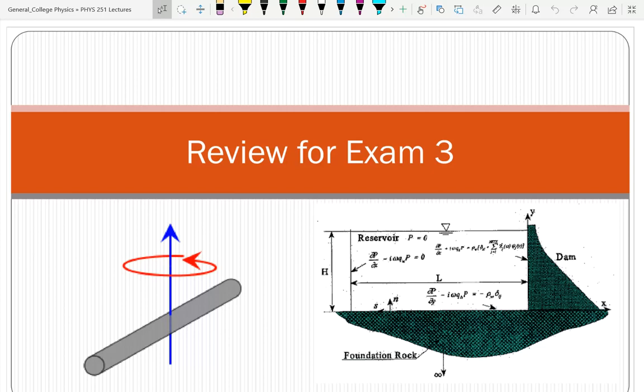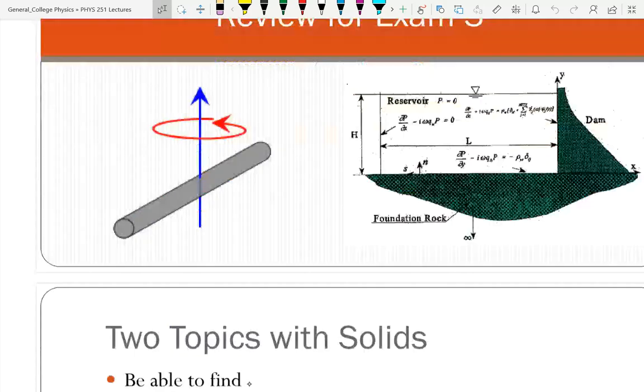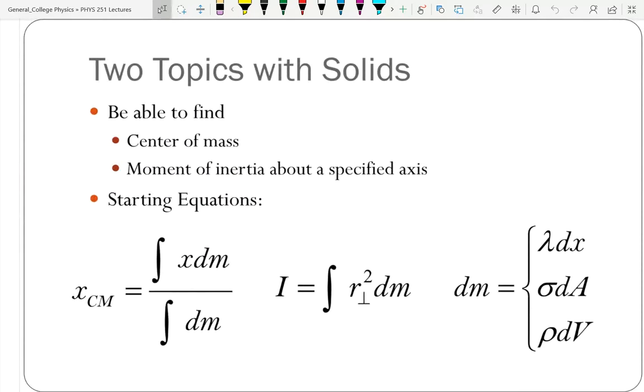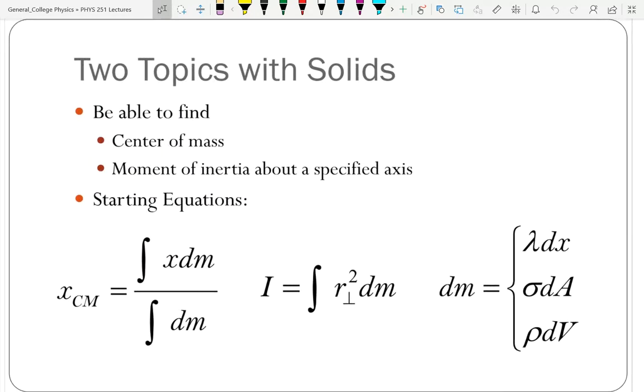Now I have here another thing that would fit into this material. That is calculating the force or torque due to water pressure on a dam. That is not going to be on the exam. So, two topics with solids, and these are the only two topics we have.